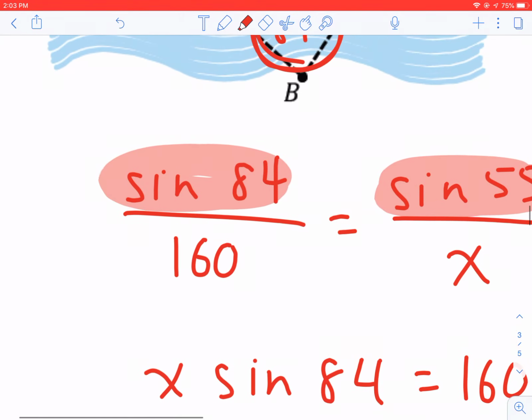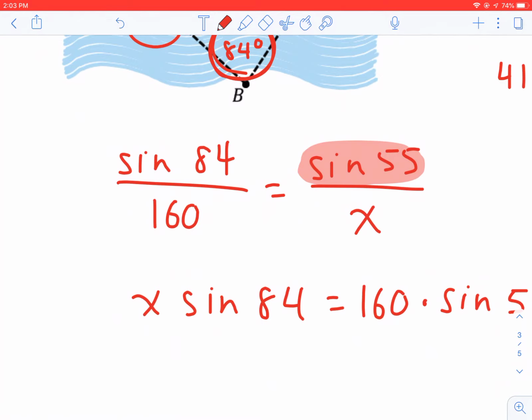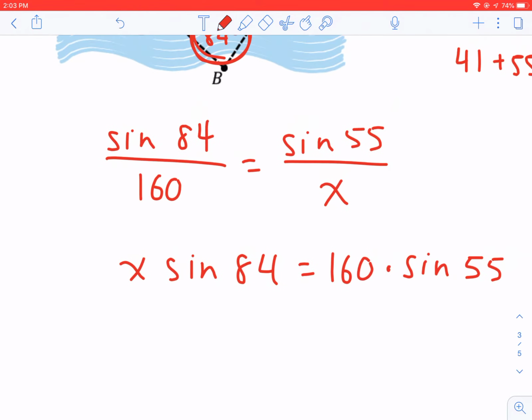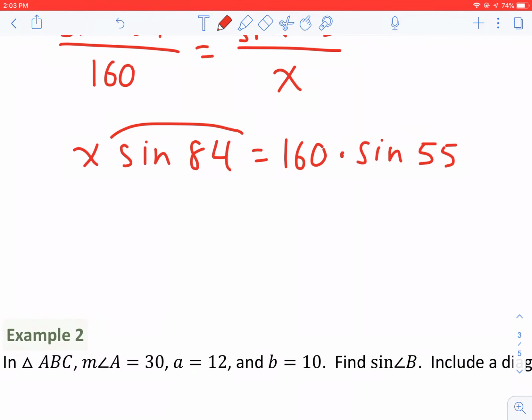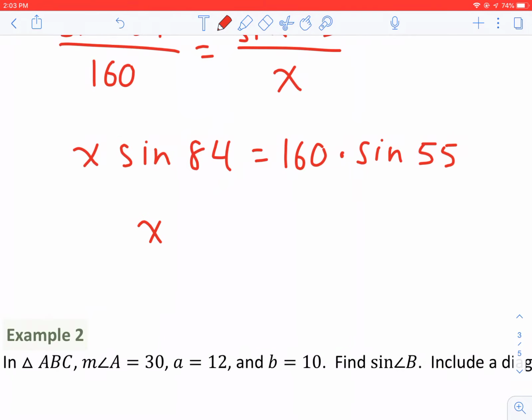Because if you're evaluating sine of 84, first of all, you're going to have to keep a lot of digits if you want to be accurate. And second of all, there's just no reason to do that because there's going to be a lot of writing and it's going to be an approximation. So even at this step, I wouldn't type in either of those values yet. Let's finish solving for x.